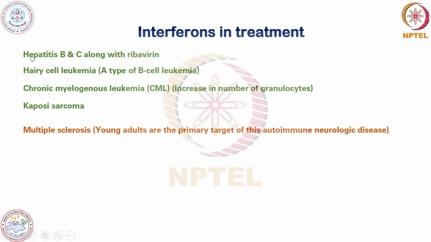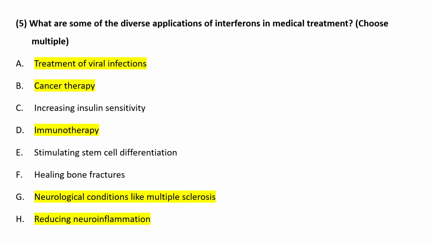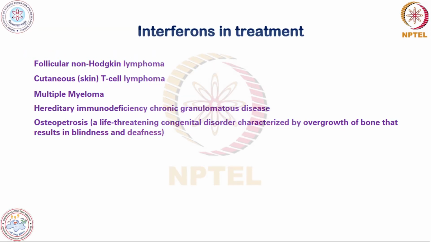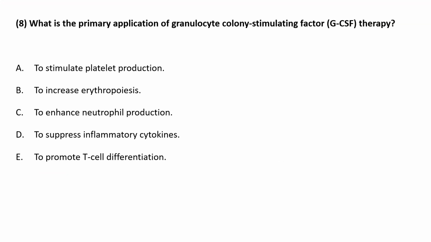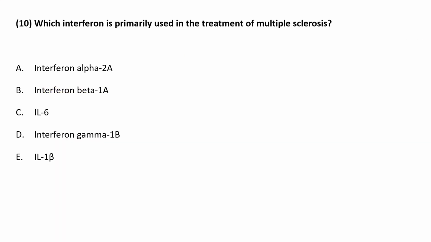So here for the hepatitis, yes. And this red one is for interferon beta. So these are the different roles and treatment applications of interferon alpha, beta, and gamma in different disease conditions. In this particular question, what they are asking is the primary role in the case of multiple sclerosis. In multiple sclerosis, interferon beta 1A is used and not interferon alpha or interferon gamma.